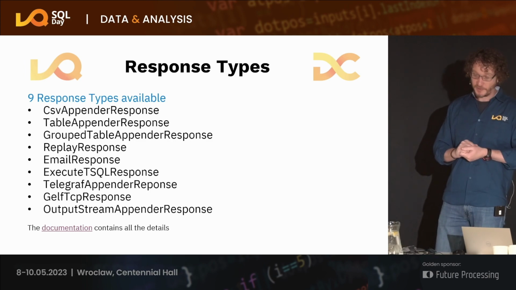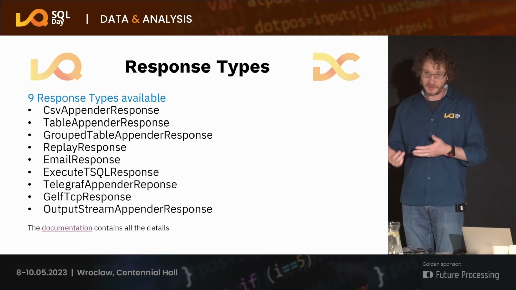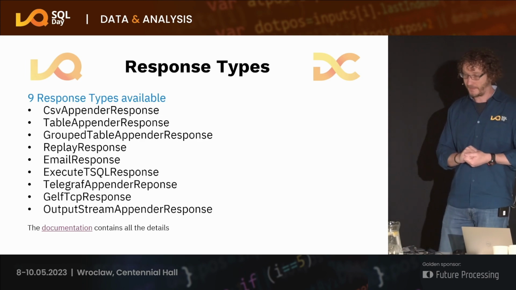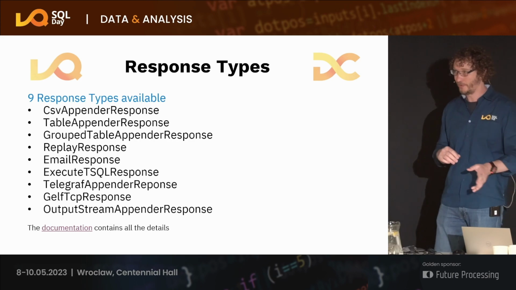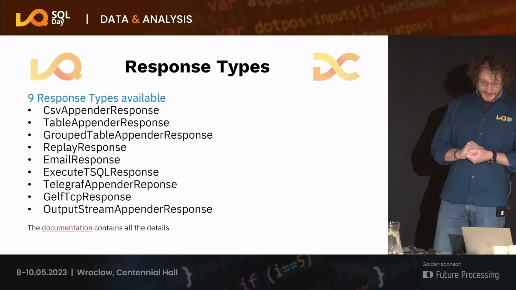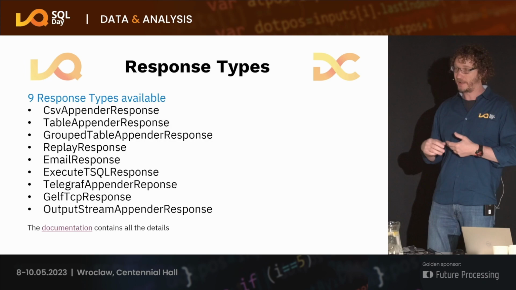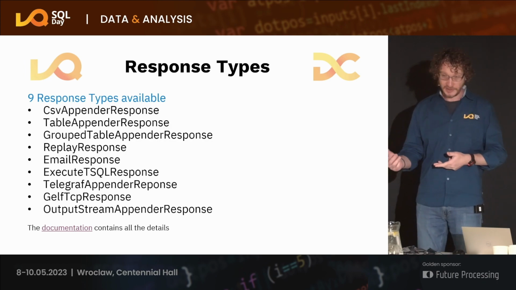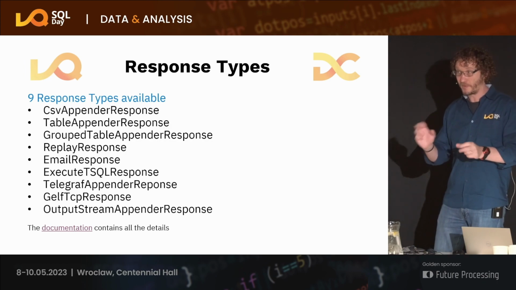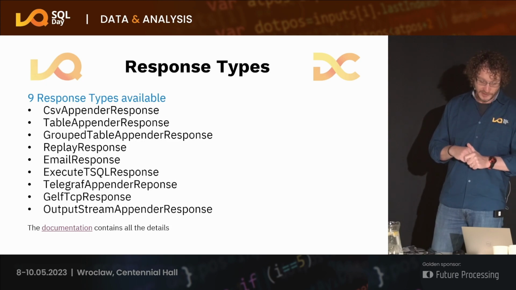We have an email response that is capable of sending an email alert when a particular event is captured. This shouldn't be abused if you don't want to fill your mailbox. Then we have an execute T-SQL response that we will use to execute commands against the database, taking maybe attributes from the events that we captured and use them in the execution response.